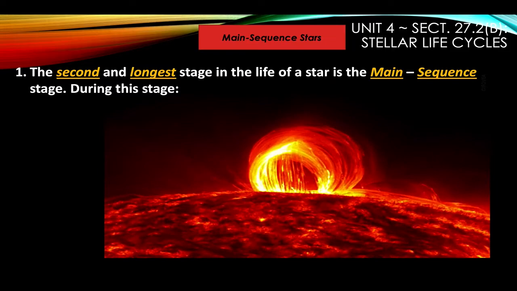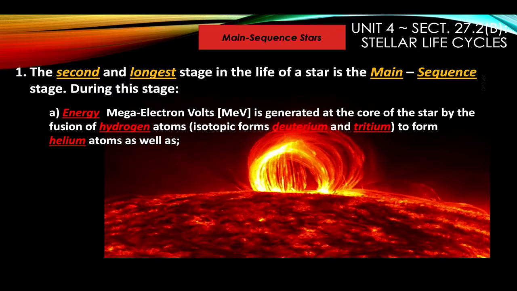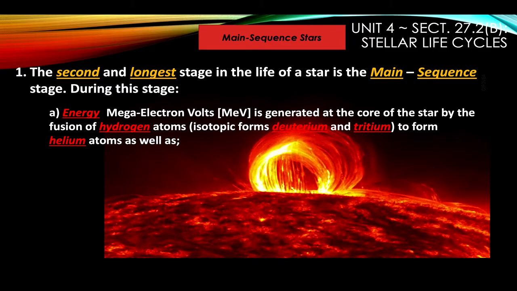The second and longest stage of life of the star is the main sequence stage. During this stage, energy, and we're talking not just electron volts or volts, we're talking about mega, in the millions, MeV, is generated at the core of the star through a process called hydrogen fusion, in this case, hydrogen atoms. And for my chemistry people, it's the isotopic forms: deuterium has 1 neutron, and tritium has 2 neutrons, and each one has 1 proton. That's 2 pieces in the middle of the first one, 3 pieces in the middle of the other one. And when these fuse together, they then form helium, which has 2 protons and 2 neutrons.